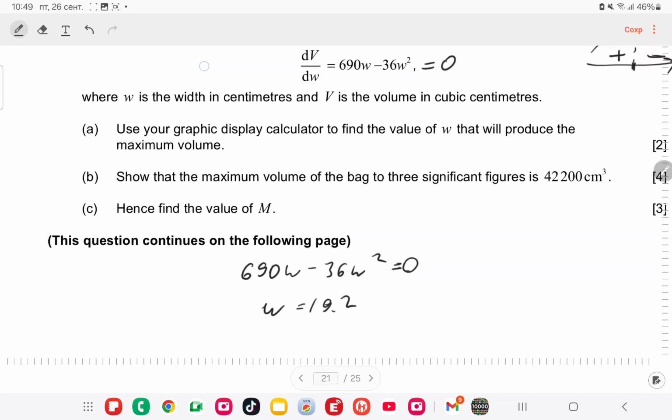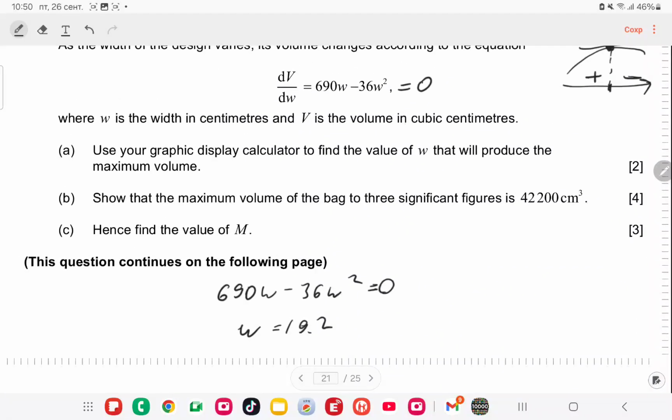So 19.2. It is a question for 2 marks: 1 mark for method, so this is M1, and this is A1.